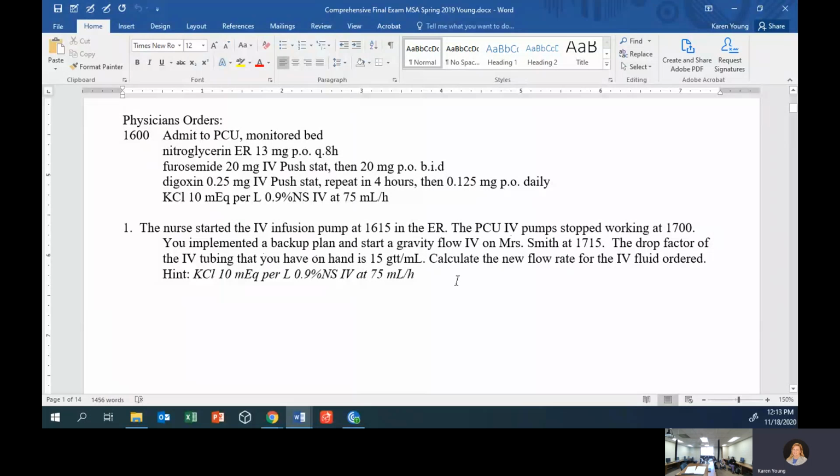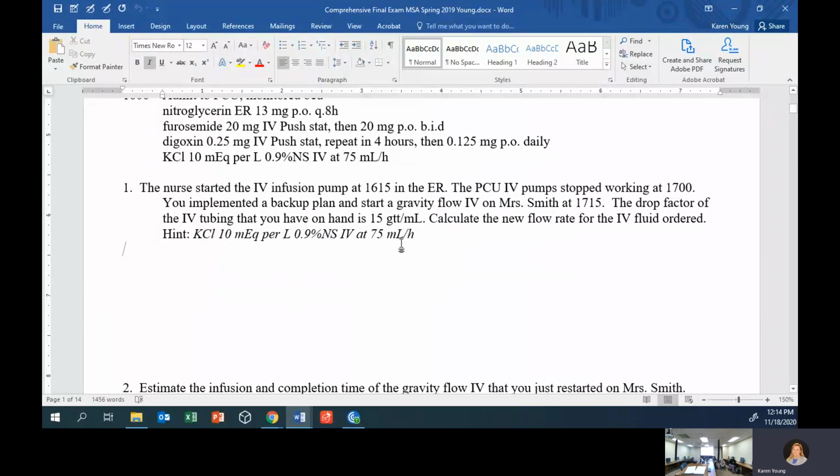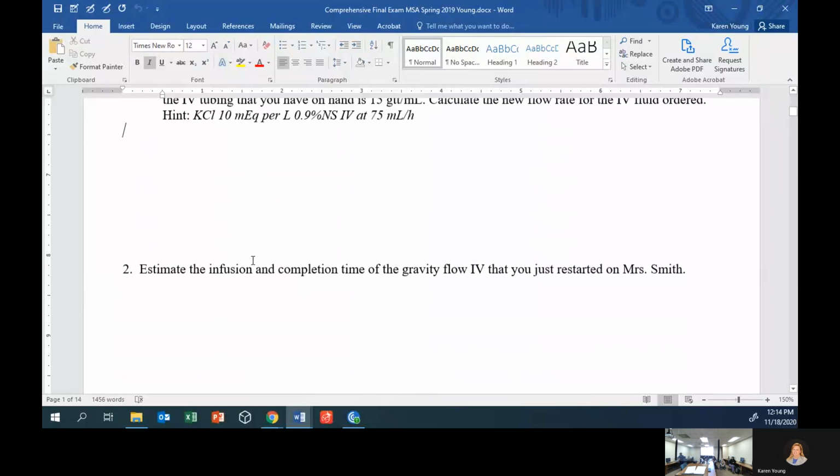So you calculate the new flow rate for the IV fluid ordered. Hint, you're going to use the potassium chloride. That's the only IV fluid that she has ordered. So you're going to solve this one. Calculate the new flow rate for the fluid ordered.